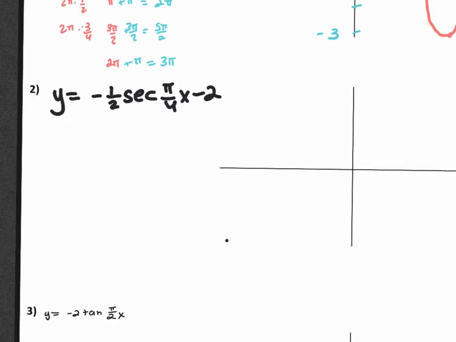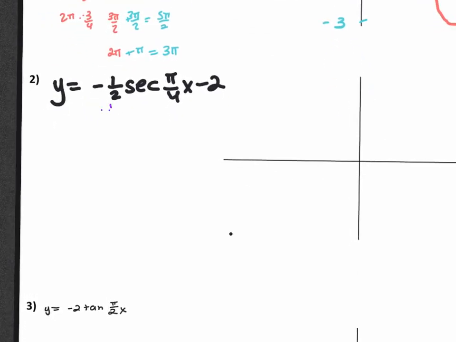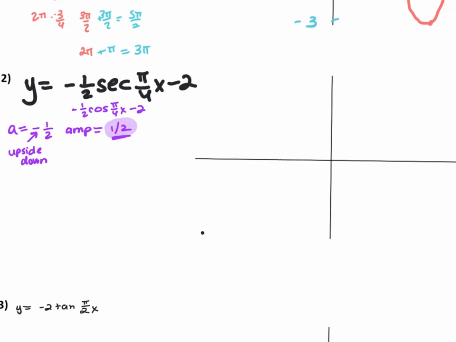All right, then next, we're going to graph cosine. So we're going to do negative 1/2 cosine of pi over 4 x minus 2. A is negative 1/2. The negative tells me this is going to be upside down. But my amplitude, which is going to be answered on Canvas, is a positive 1/2. So that's an answer on Canvas. B is pi over 4, so the period is 2 pi over pi over 4. Keep, change, flip. The pi's cancel, and I get a period of 8.